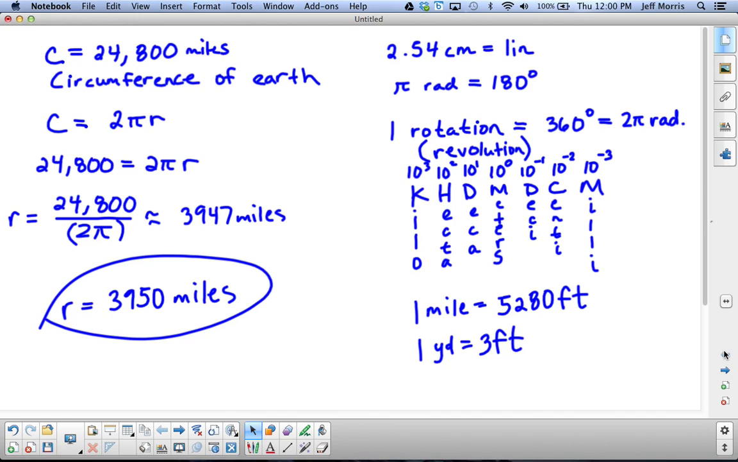Somebody like, is it that exact? How do they measure it? There's mountains. How do they go through the mountains? I don't know. I don't care.